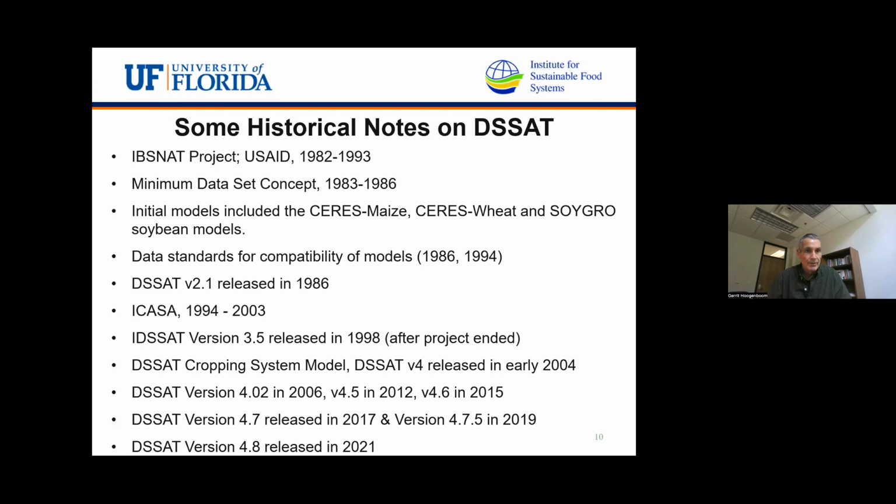And then also as part of that, we tried to come up with a data standard to allow us to look at compatibility of different crop models to be run with the same set of input systems. So the first version of DSSAT was released in 1986 as part of the IBSNAT project. And even when this project ended, the actual development of DSSAT has continued, without any funding provided by USAID or any other agencies. We've developed various versions, and as of last year, we're currently working with version 4.8, which can be obtained from our DSSAT portal, www.dssat.net.